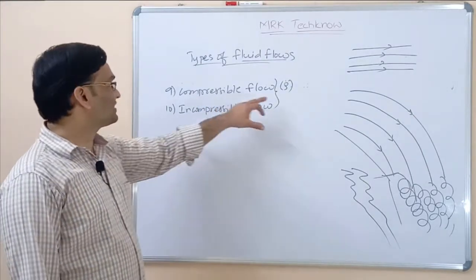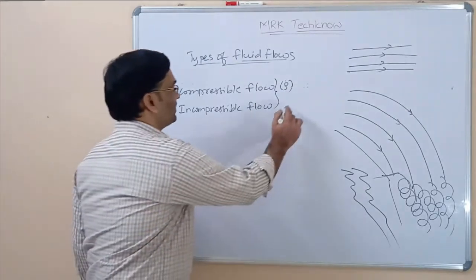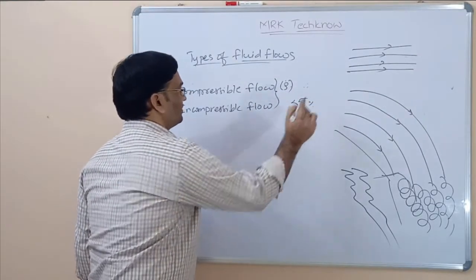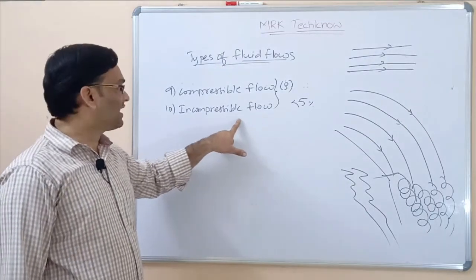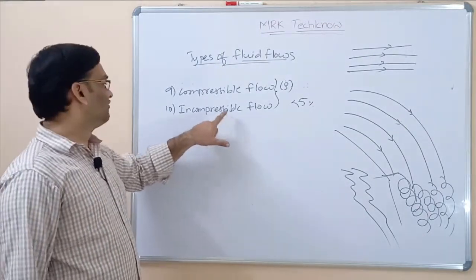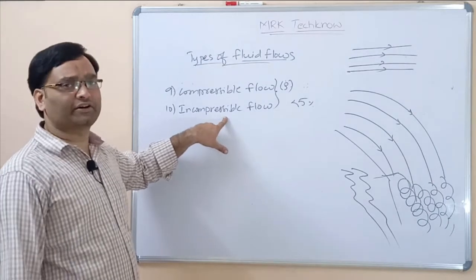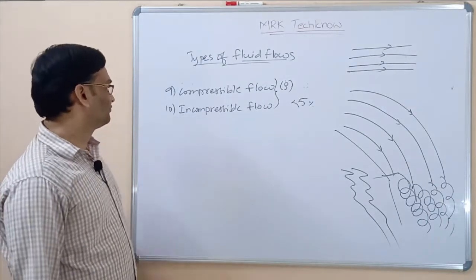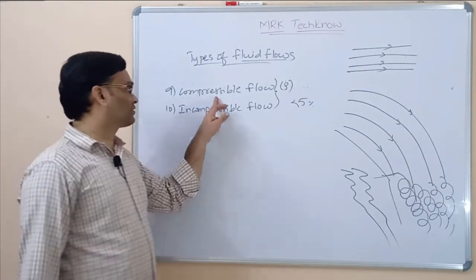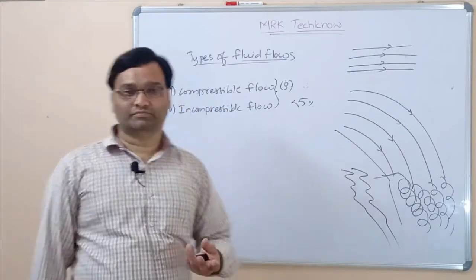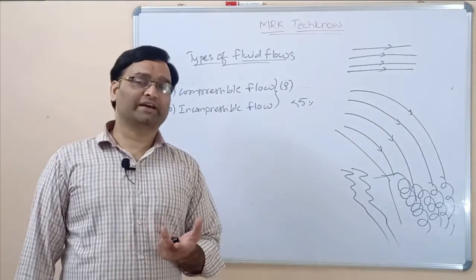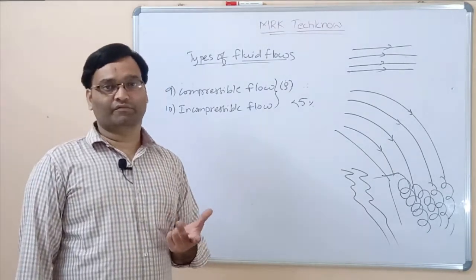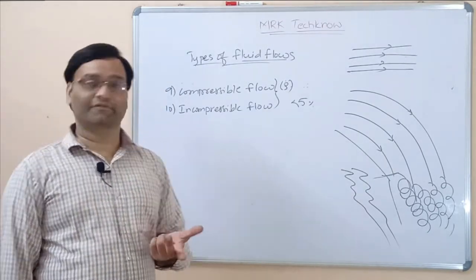And if density changes are very negligible, probably less than 5%, then those category of flows are called incompressible flows. Generally, all liquid flows, especially water flow, will come perfectly under the category of incompressible flow. Okay, and gaseous flows, so for example, airflow. So now, a very important topic in aerodynamics: when you call airflow a compressible flow, and when you can call it an incompressible flow.